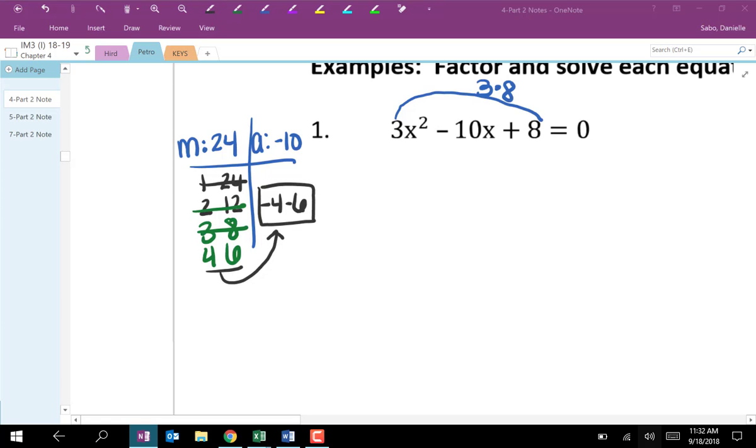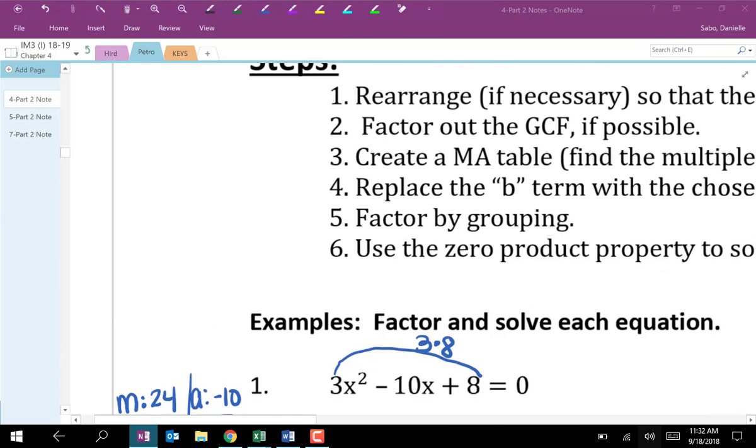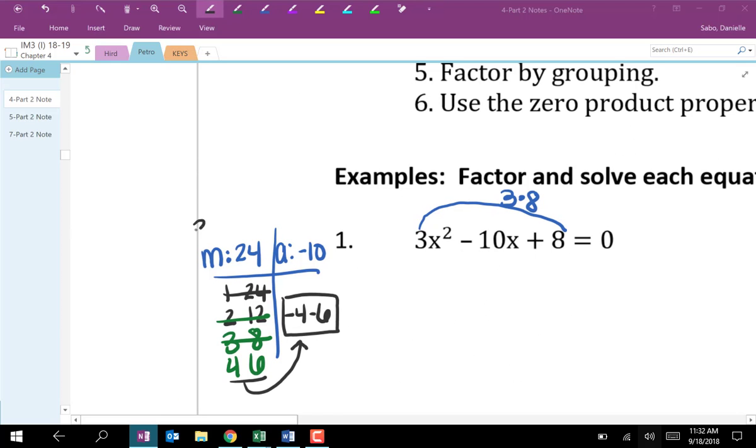Okay. So maybe I'm going to go ahead and put steps here so that you don't forget. Rearrange. Okay. Factor out the GCF. That was step 3 in this process, if you were to look at those steps that were above. Now we're going to go into step 4.